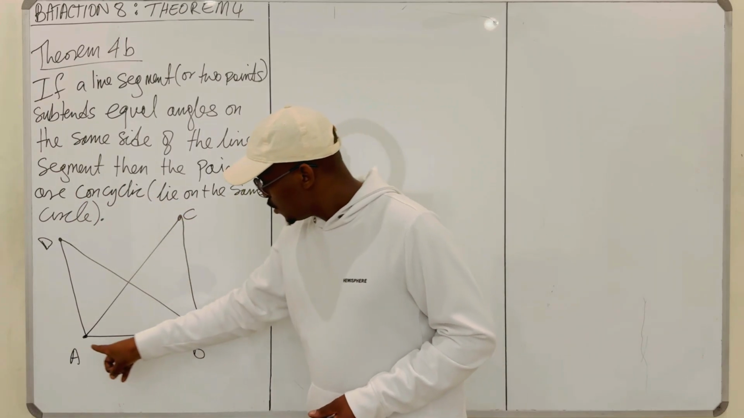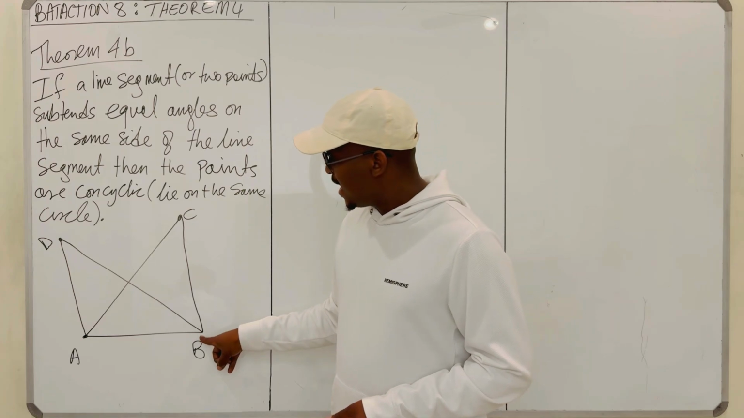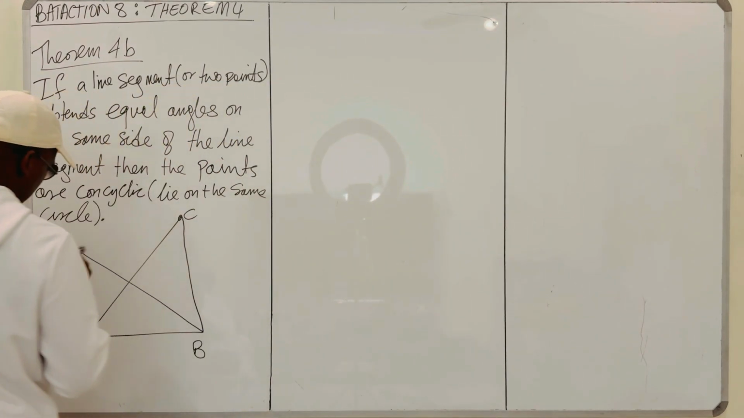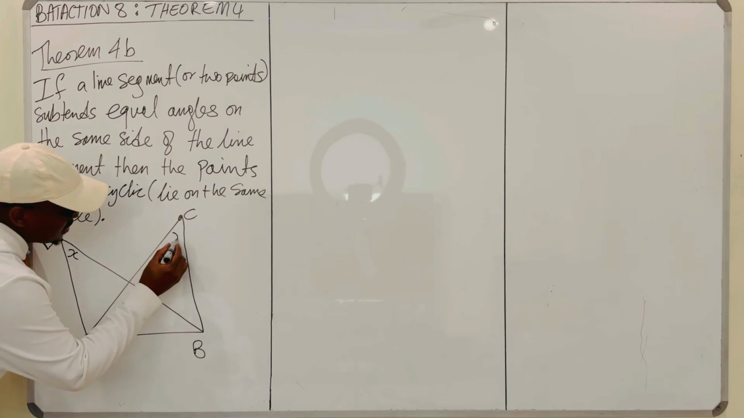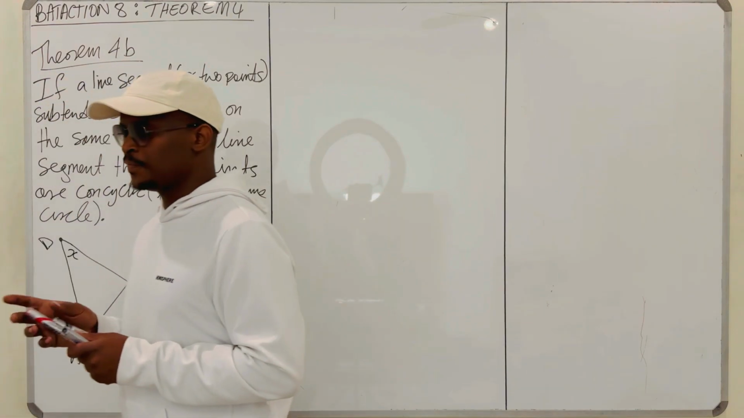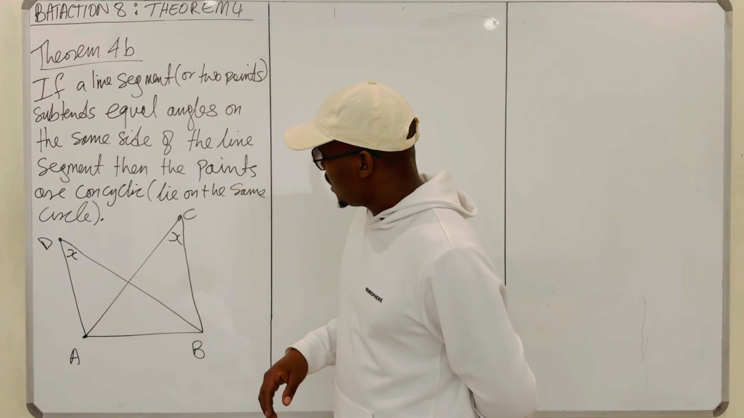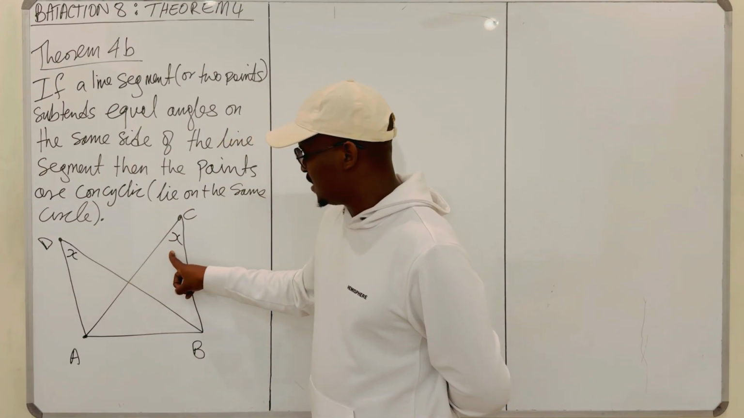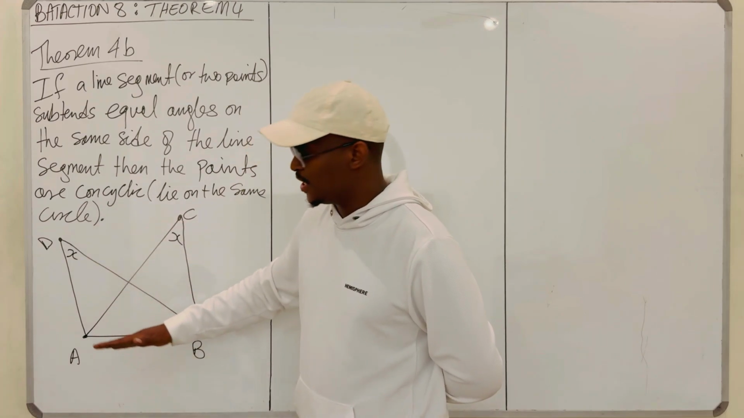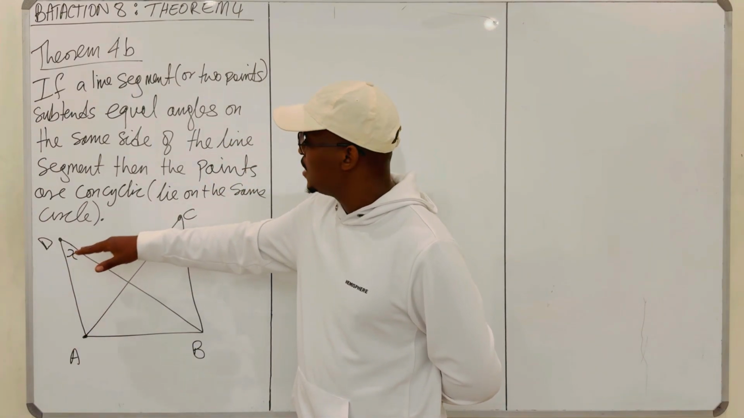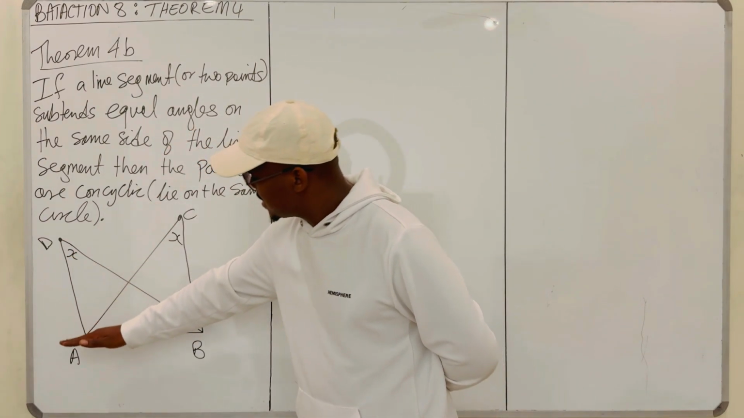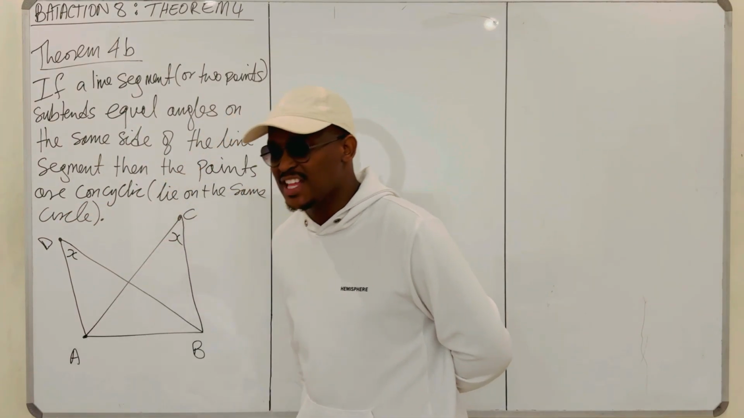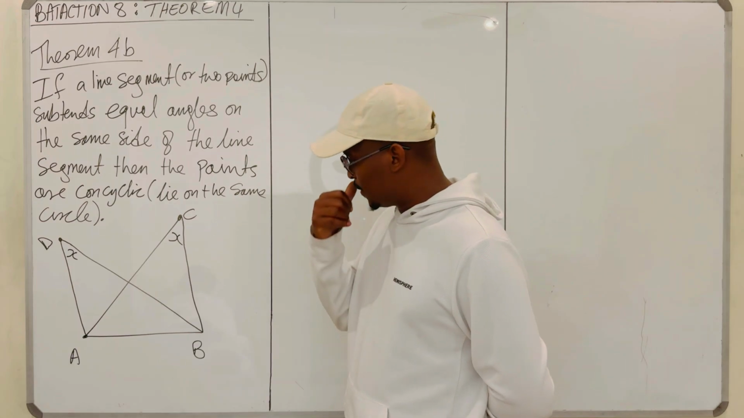So what they're saying is, you have a line segment AB here, and this subtends equal angles. Let's say these two angles are equal here. Let's say this angle is X, and this angle here is X. So we have a line segment that subtends these equal angles, angle D and angle C. They are on the same side of the line segment. In this case, they are both above the line segment. That's what on the same side means. It means they're either above or below. If the line segment was vertical, they're on the left or on the right of the line segment. Are you guys following?